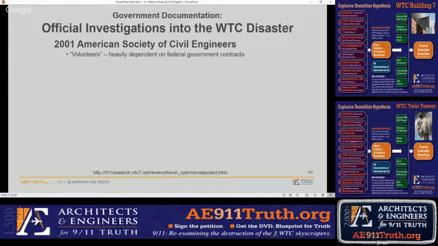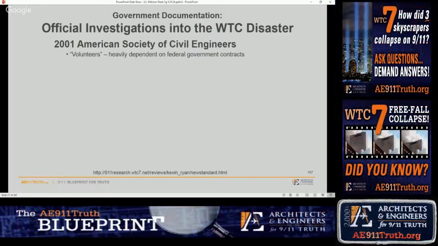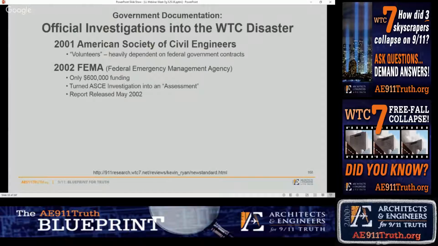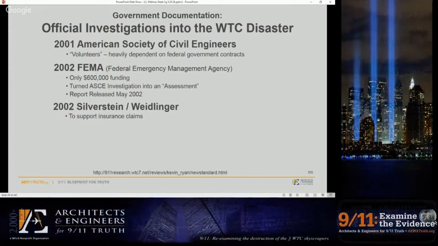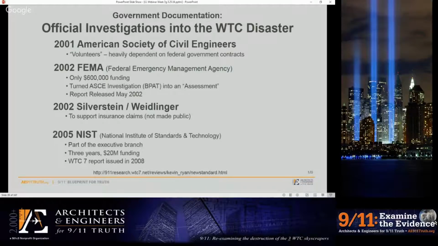What was done? Well, in 2001, right away, we had volunteers who came together. These are volunteers that have shown up in other disaster response analyses, and people and firms who are heavily dependent on federal contracts, which morphed into the FEMA report, from the American Society of Civil Engineers. They now have $600,000 of funding, and we'll look at the reports that were done there. And we have a Silverstein-Weidlinger report, which is not made public for us. It was done to support Silverstein's claim for additional funds that he was seeking from the insurance companies.